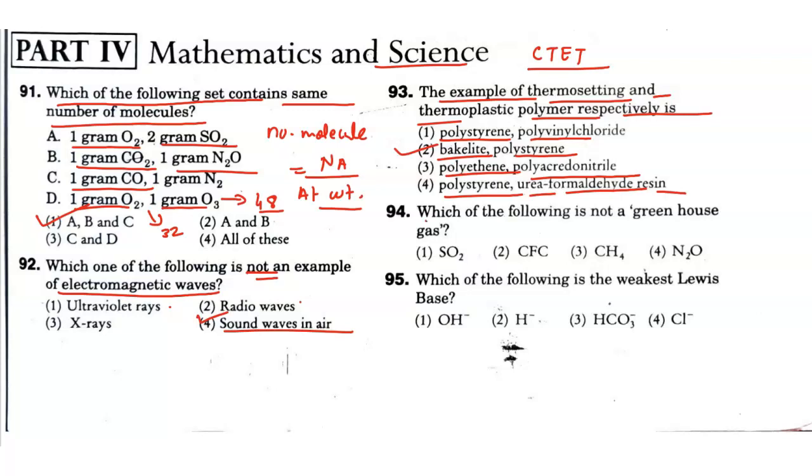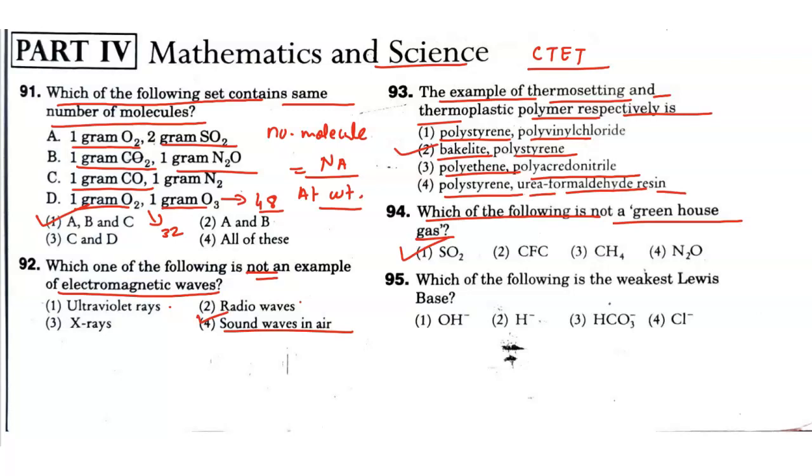Now 94. Which of the following is not a greenhouse gas? We have SO2, CFC, CH4 and N2O. From these, the correct answer is the first one: sulfur dioxide, SO2, is not classified as a greenhouse gas.